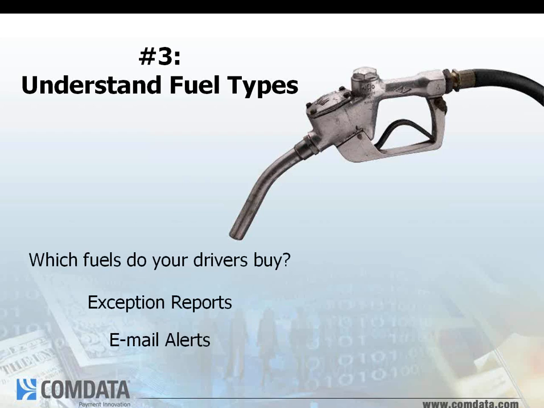You can pull exception reports through Comdata to identify which types of fuel your drivers are purchasing, and then set alerts to notify you when they purchase outside of that fuel type, which could be a sign of fraudulent activity on your account. For example, if your drivers should only be purchasing diesel fuel, you may choose to receive an alert when regular or unleaded fuel is purchased. When you receive this type of alert, you may want to further investigate the transaction on which it occurred.